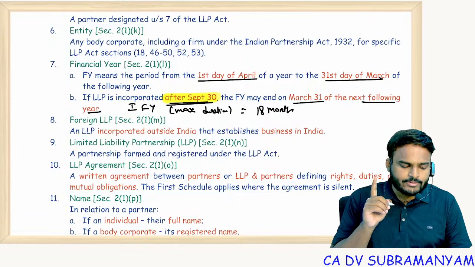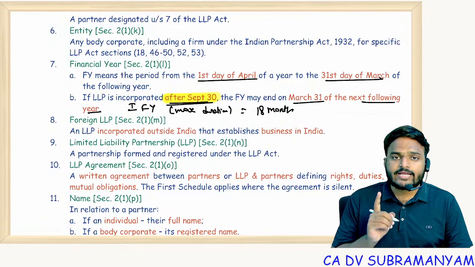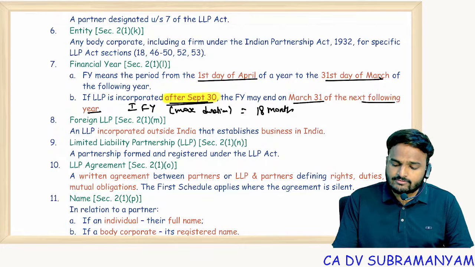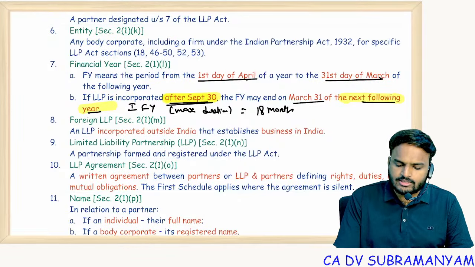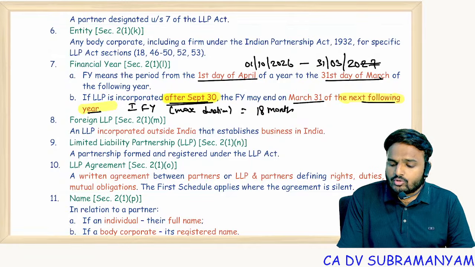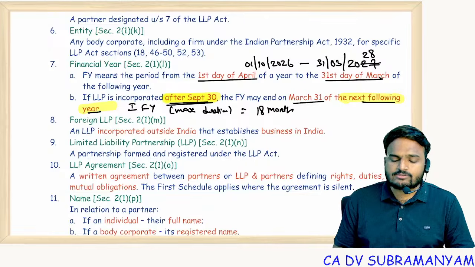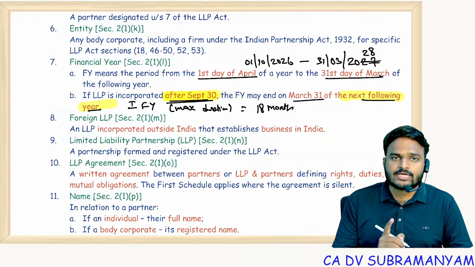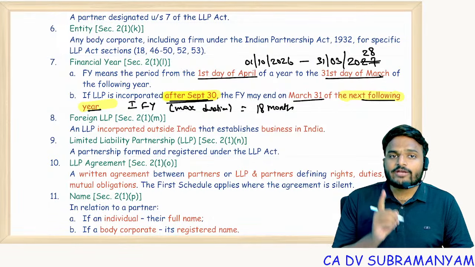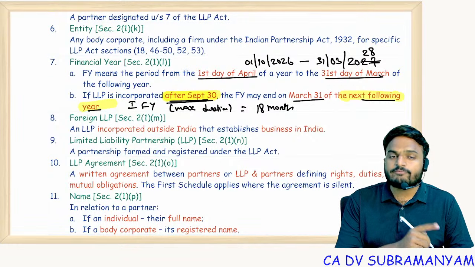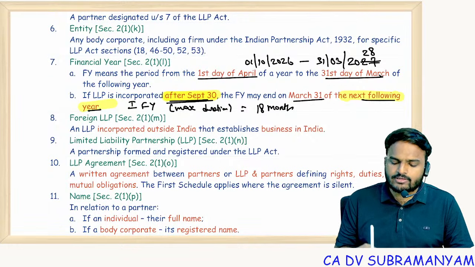If the LLP incorporation date is 1st October, then the financial year closure date will be 31st March, not of the next year, but 31st March of the next following financial year. So simply, if an LLP was incorporated on 1st October 2026, then 31st March of 2028 would be the first financial year closure date. And if you remember the financial year definition as per the Companies Act, the cutoff date is on or after 1st January. There the maximum duration would be 15 months. Here the maximum duration will be 18 months.